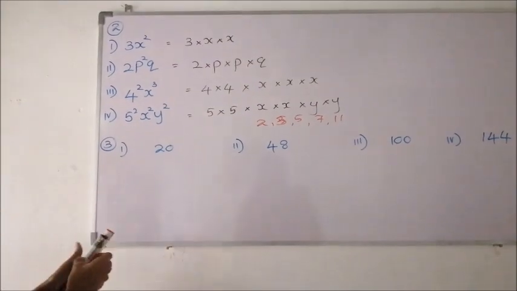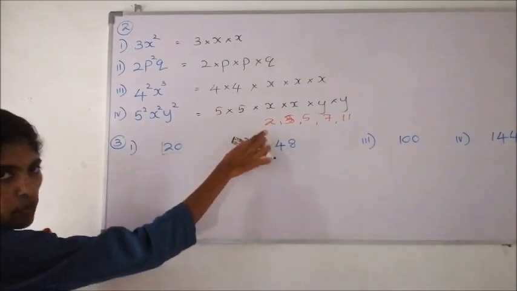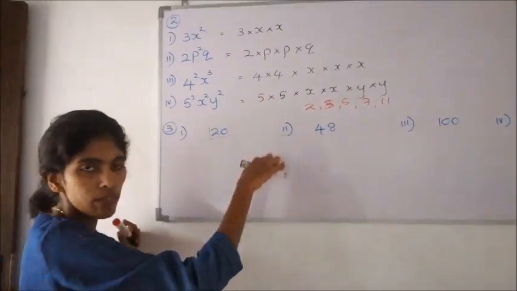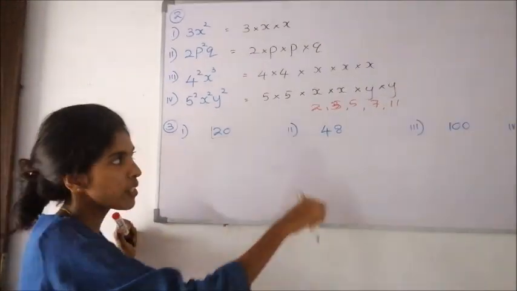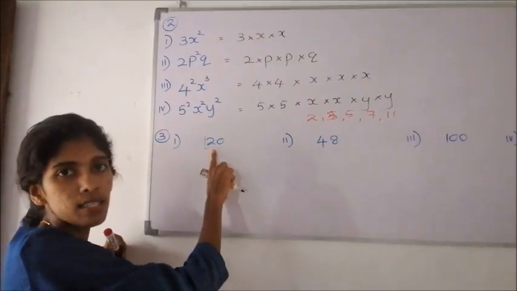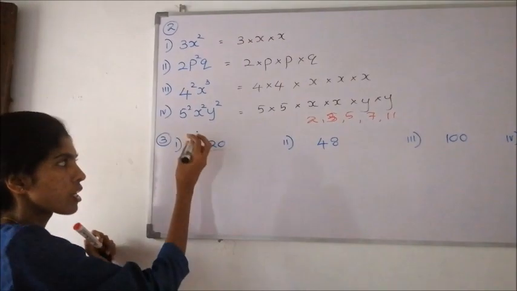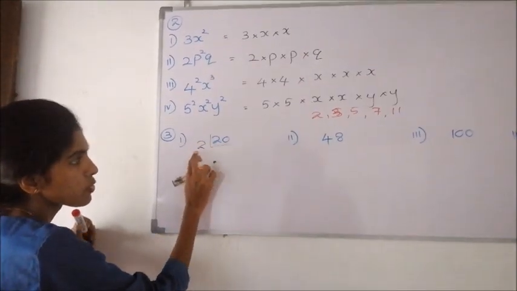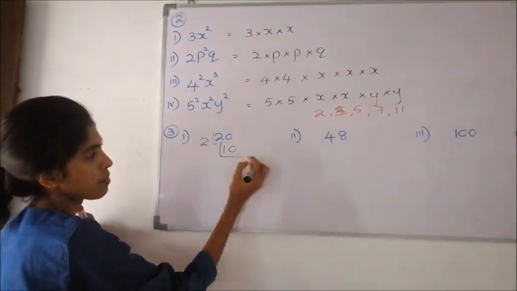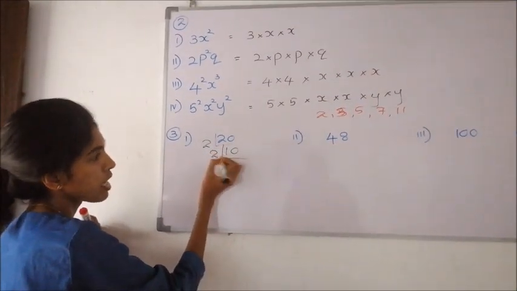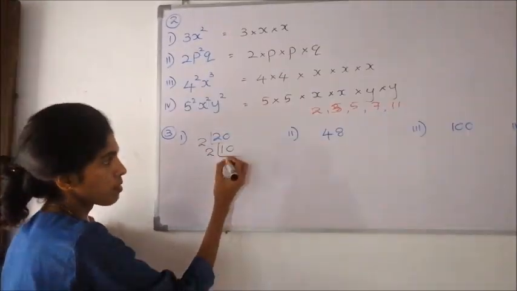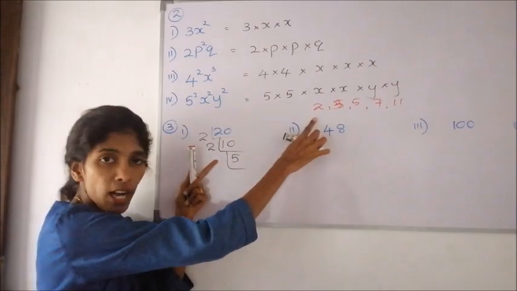Now we will go to the first one. We will start from 2 every time. If the number is not divisible by 2, jump to the next number, okay? So we know that 20 is divisible by 2. So we will take 2 here. When we divide 20 by 2, 10 will come. Again we can say this is divisible by 2. Now 5 will come.